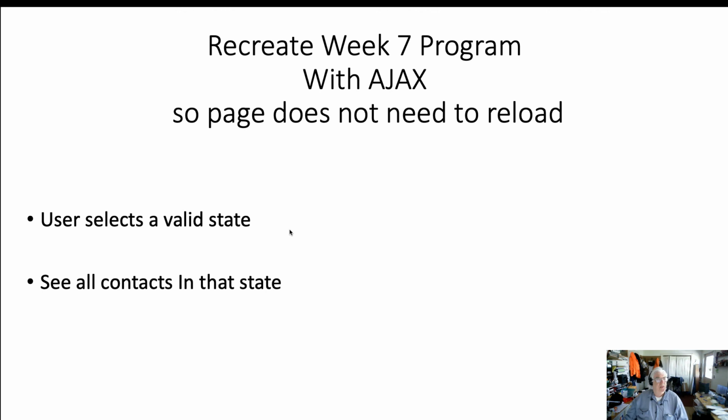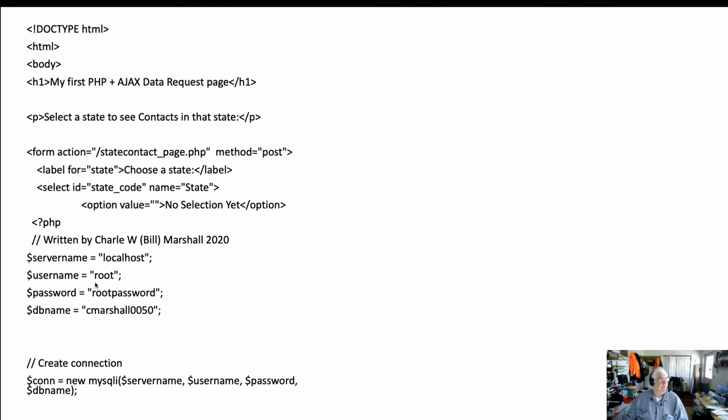So now let's try to actually use this, and we're going to recreate the week 7 program, but we're going to do it with AJAX so that the page does not need to reload. So our goal is the user selects a valid state, and when they select, they can see all the contacts of that state and never have to reload the page.